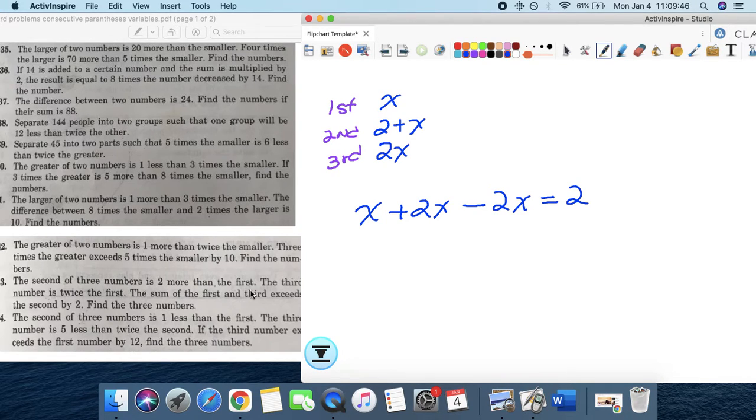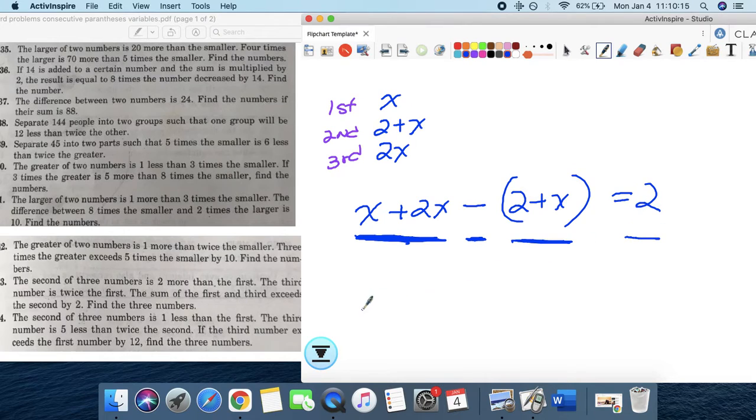So the sum of the first and the third exceeds the second. Okay, sorry, the second exceeds the second minus, this is the second, put it in parentheses because more than one term, by 2. There's your, okay, so x plus 2x minus 2 minus x, right?